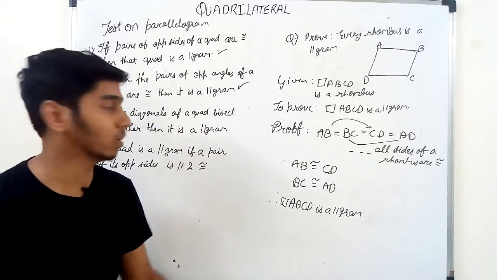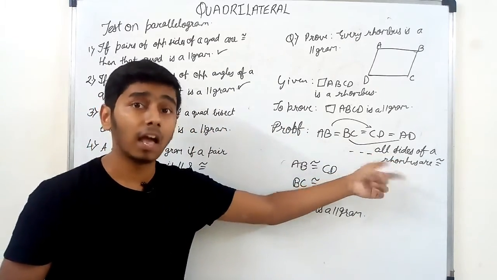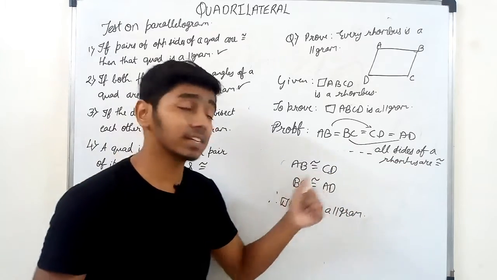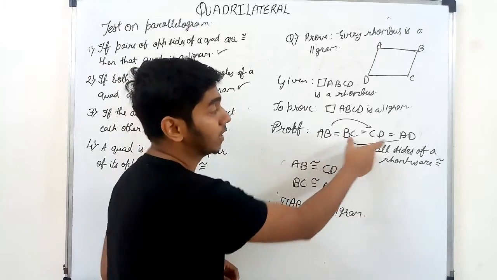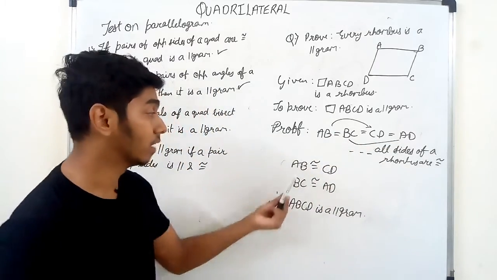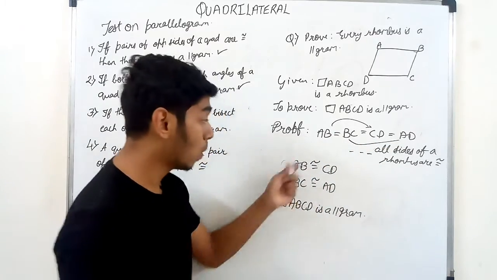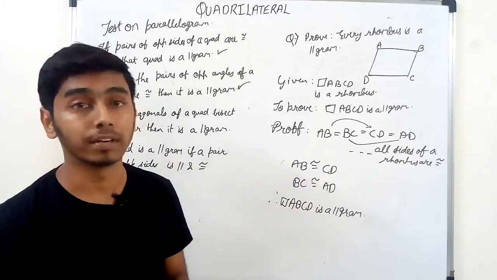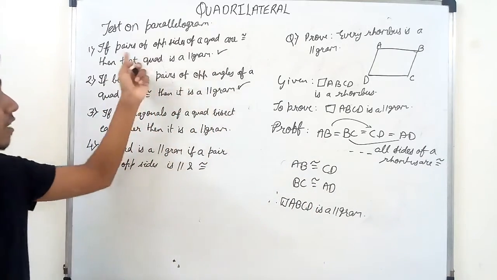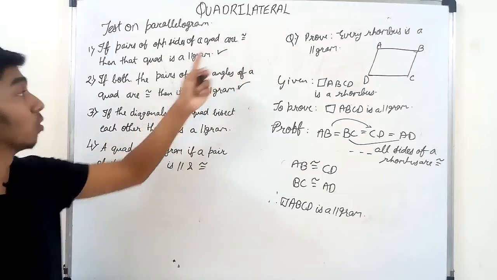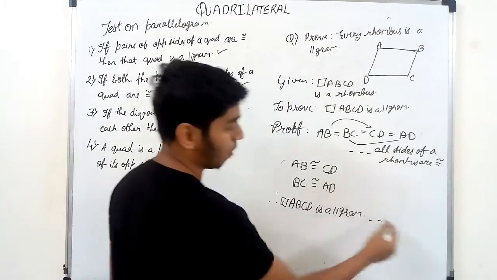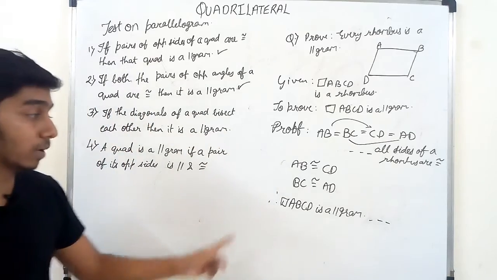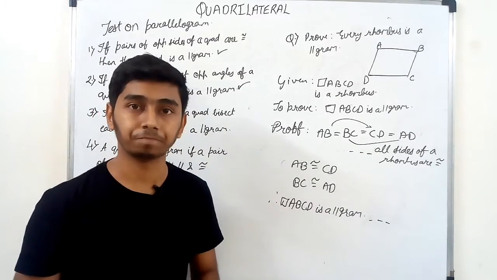parallelogram, because all sides are equal, and also you can say that opposite sides are also equal, yes or no? So we just consider these two and then these two together, and then from this we can understand that opposite sides are congruent. Therefore from this, if pairs of opposite sides are congruent, then it is a parallelogram. So we can write the reason here: opposite sides are congruent, that's why this is a parallelogram.